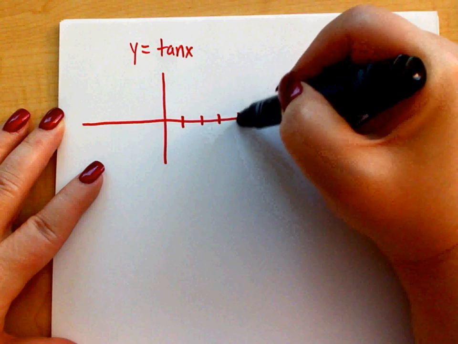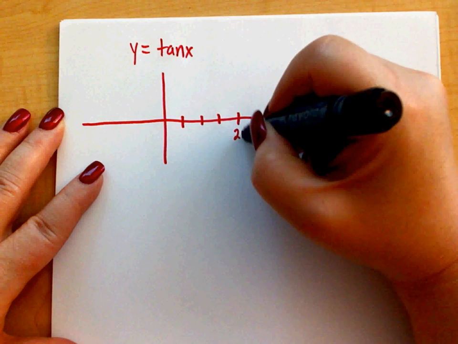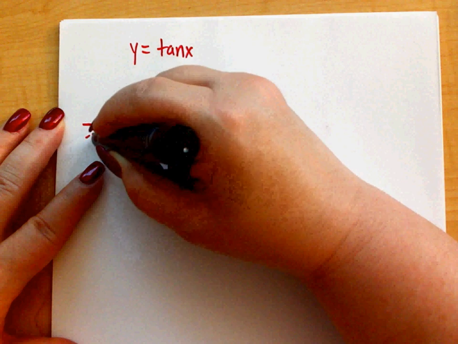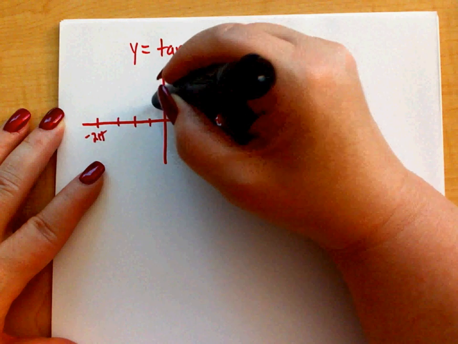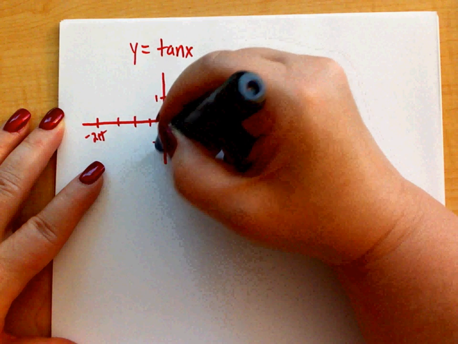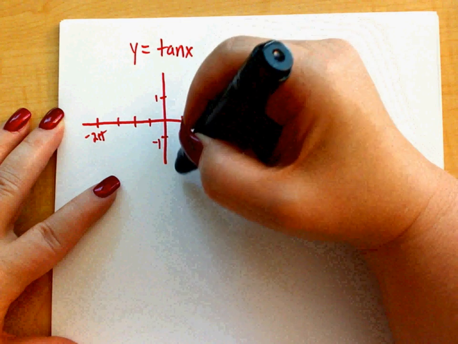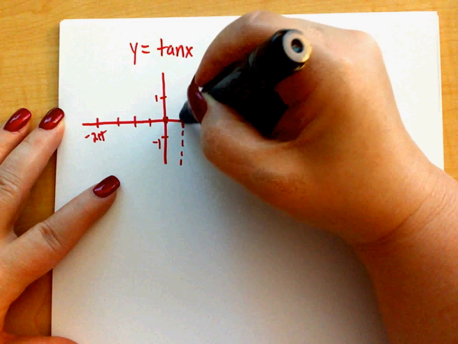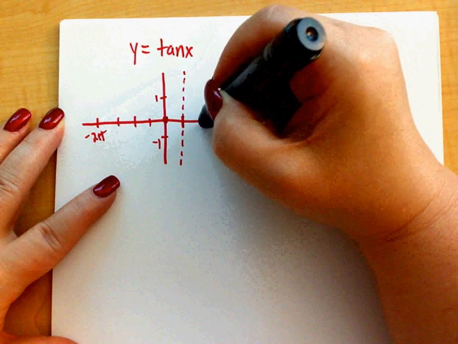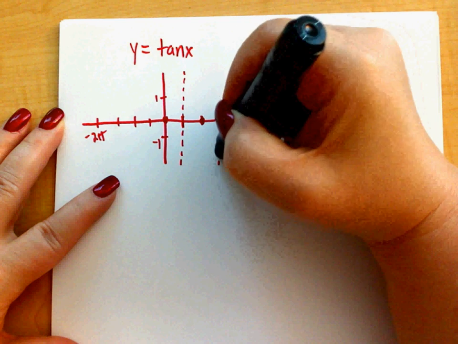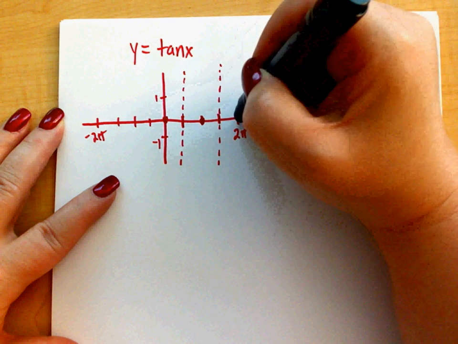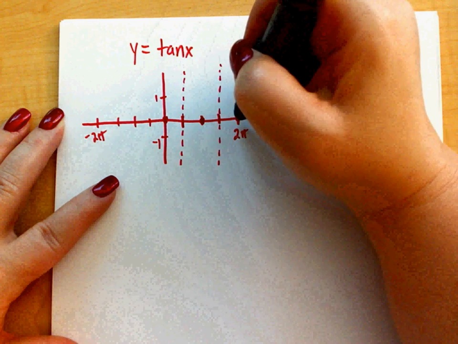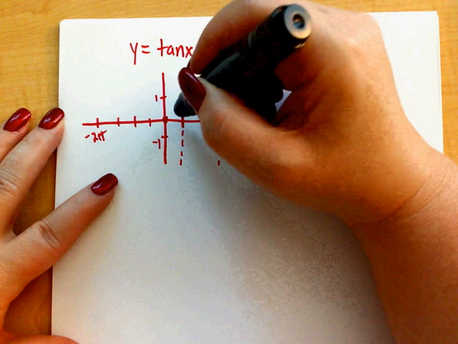So you put 4 tick marks. We'll call the last one 2 pi. 4 tick marks going left, negative 2 pi. And we'll go 1 and negative 1. There are vertical asymptotes. Tangent goes through the origin, then it has a vertical asymptote, goes through pi, then it has a vertical asymptote at 3 pi over 2, and it goes through at 0 at 2 pi. So notice it always goes 0, asymptote, 0, asymptote, 0.